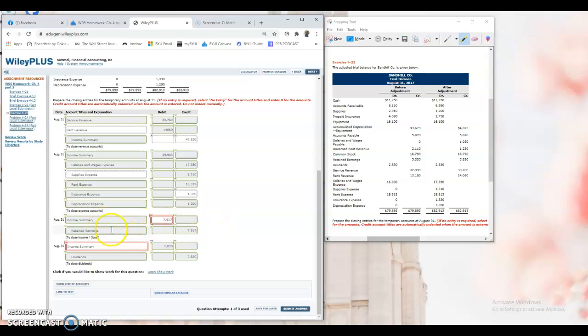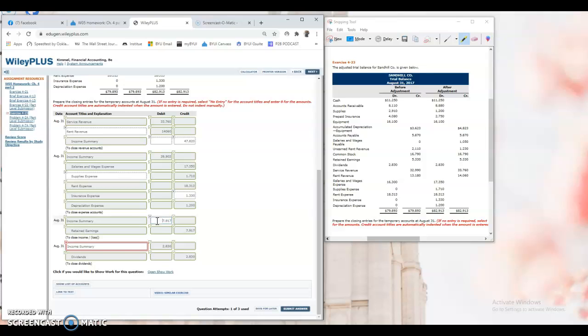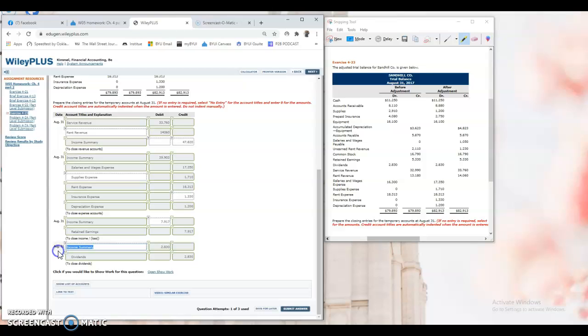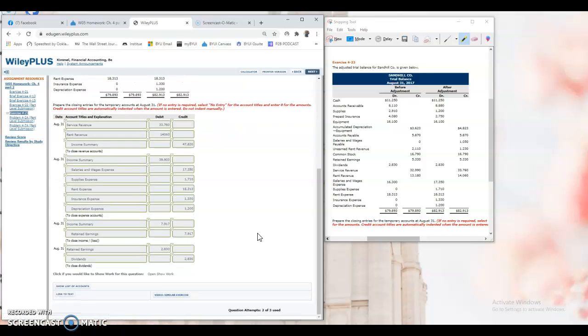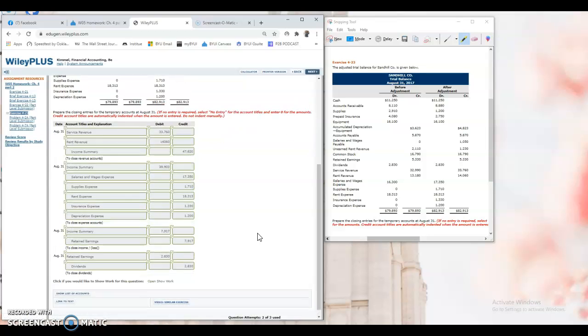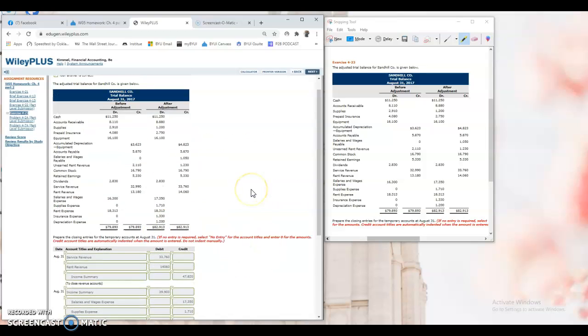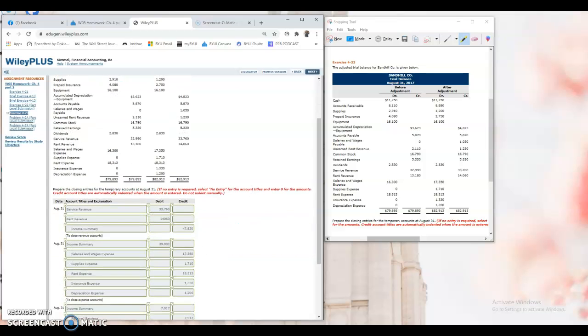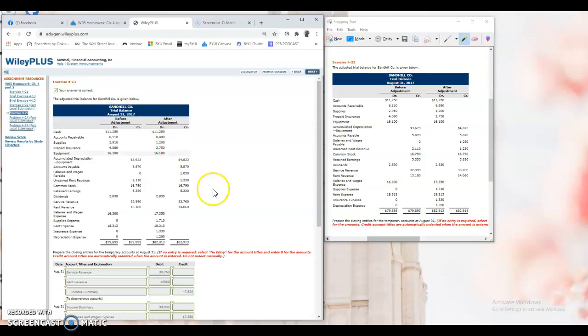And then income summary. Yep, same goes with income summary for retained earnings. Let's see. Retained earnings, it should be a comma. 7,917. And then this should be retained earnings. Sorry. And that will be it. There you go. This is how we do the closing entries for the Sandhill Corporation.